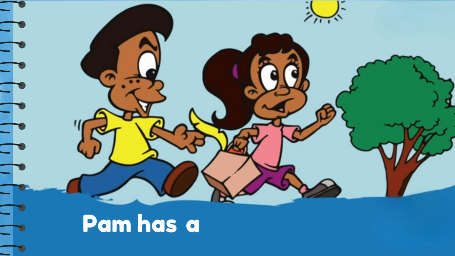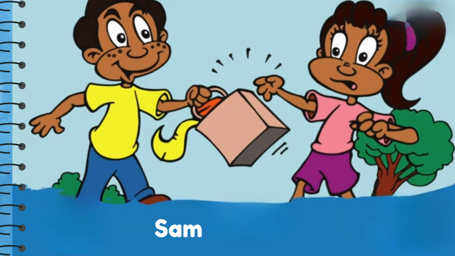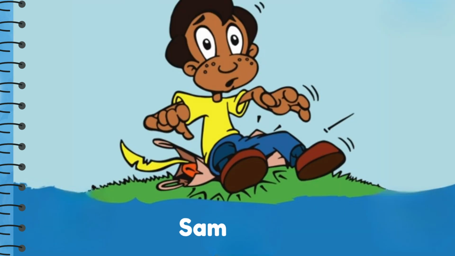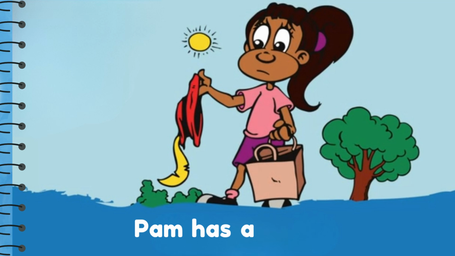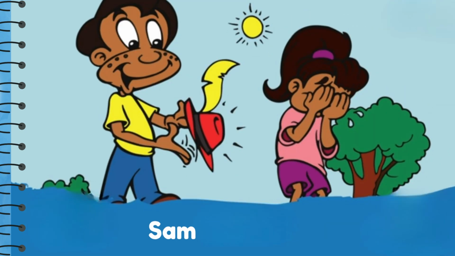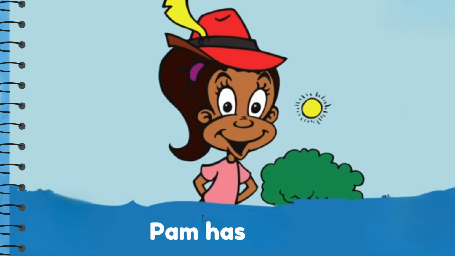Pam has a hat and a bag. Sam has a bag. Sam and Pam and a bag. Sam sat. Pam has a sad hat. Sad Sam and sad Pam. Sam taps a hat. Pam has a hat.